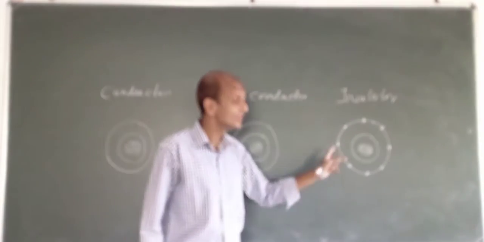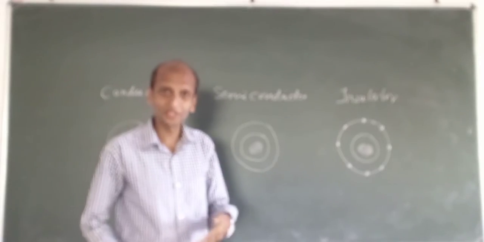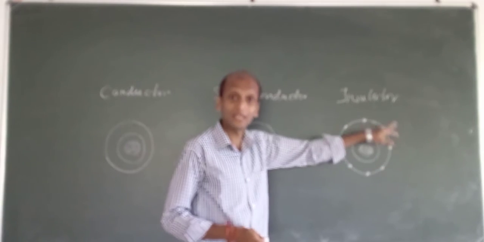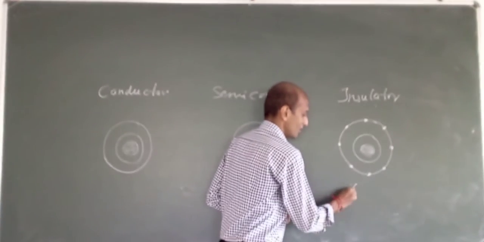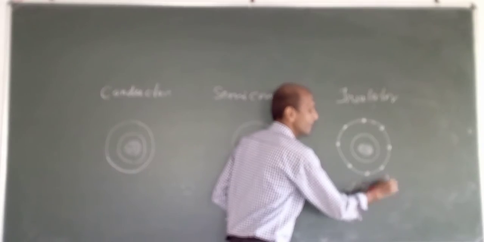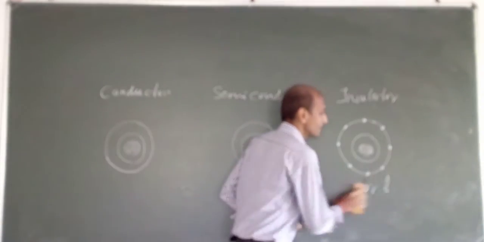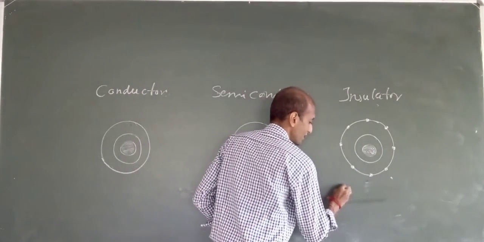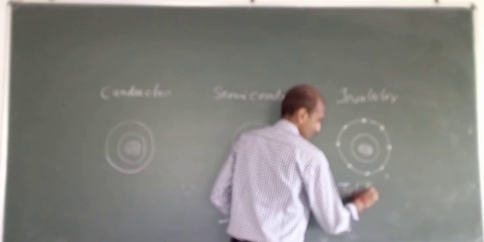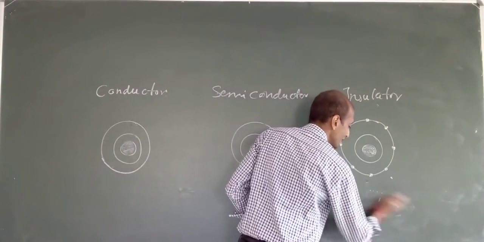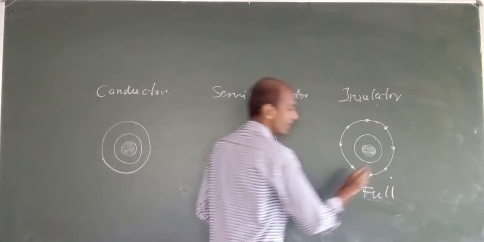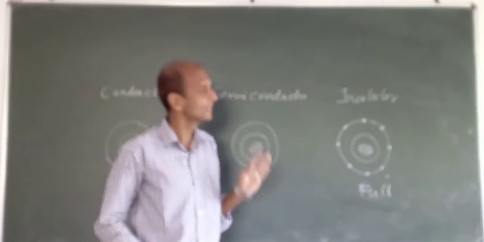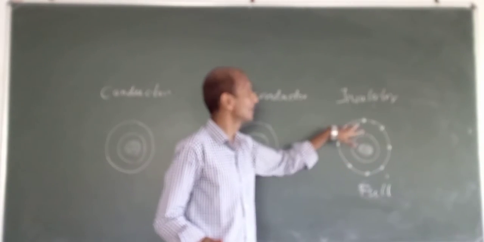So this is how the insulator material structure will be, and the number of electrons on the outermost orbit or valence electron count will be 7 or 8, or the outermost orbit will be totally filled. We can say the outermost orbit is full. Okay. Yes. So this is for the insulator category.